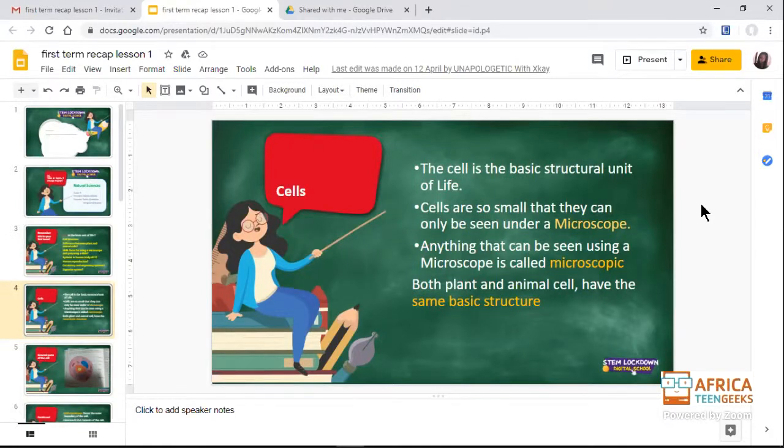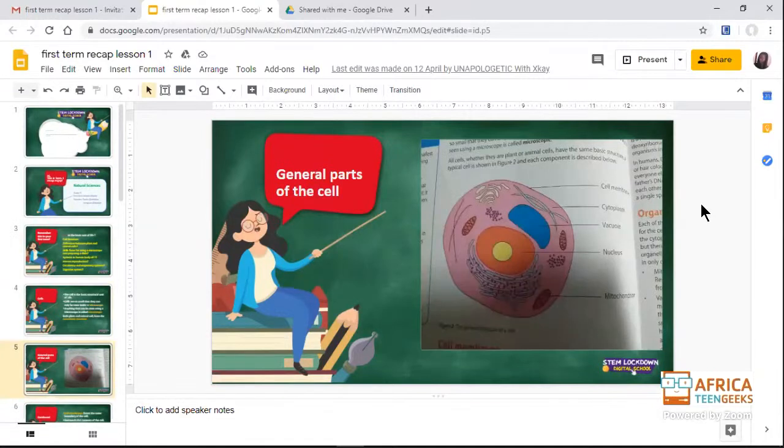So let us look at the structure of the cell, or general parts of the cell.